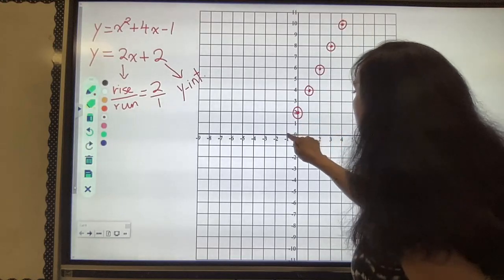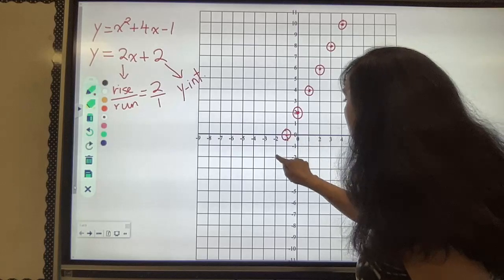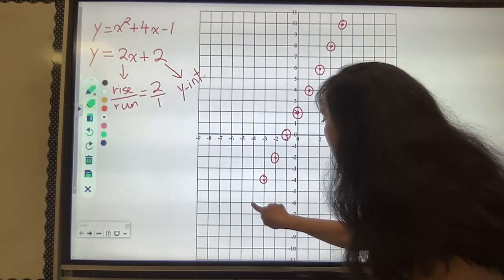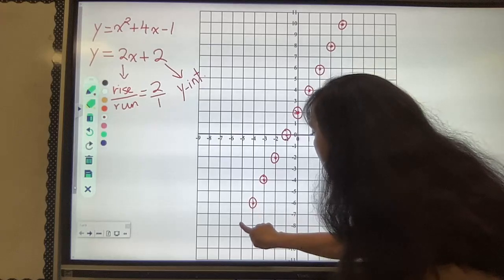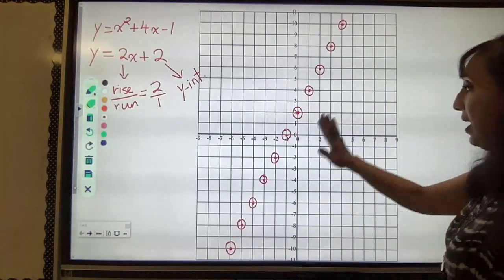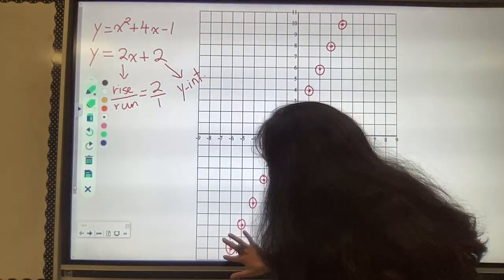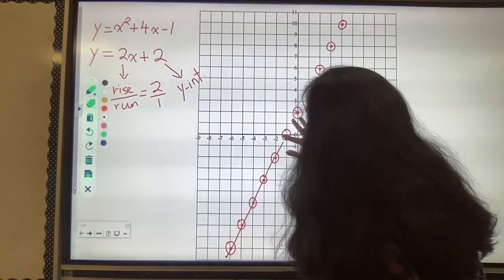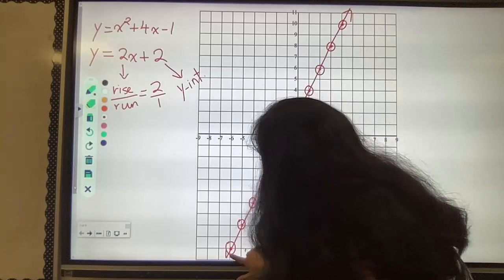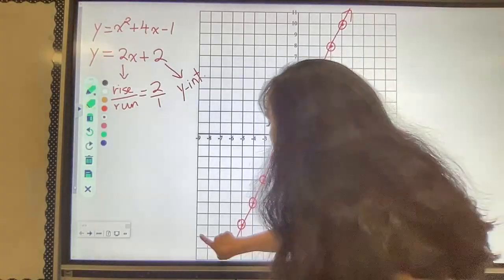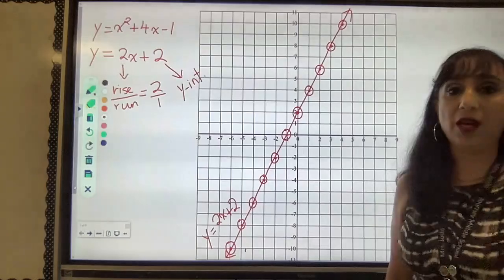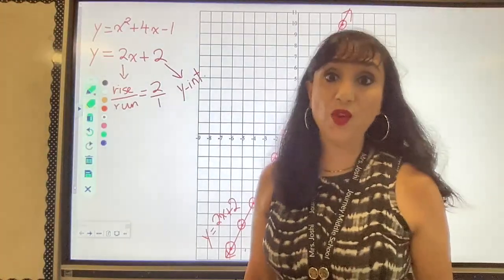Same thing here, up 2, over 1, continuing in both directions. There we go. All right. Now once I have this, I am just connecting the points with a straight line. There we go. So here is my y is equal to 2x plus 2 line. That is my linear equation, as you can see.